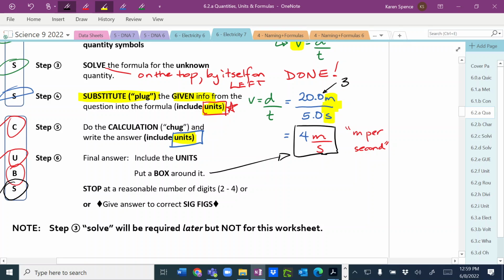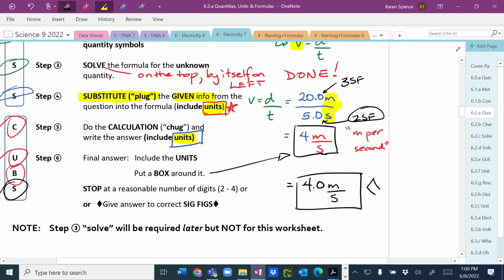This number has 3 sig figs. This number has 2 sig figs. And when we're multiplying or dividing, we always take our answer to the lowest number of sig figs, which in this case is 2. And so we would end up with 4.0, 2 sig figs, meters per second. Okay, but that is enriched, and we have 2 sig figs. So you don't need to worry about that. 4 meters per second is good. Basically, don't go past 4 digits. 4 digits is only if it really looks bad to cut it off early, otherwise just stick with 1, 2, or 3, okay?